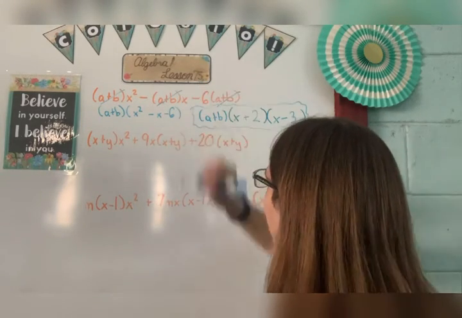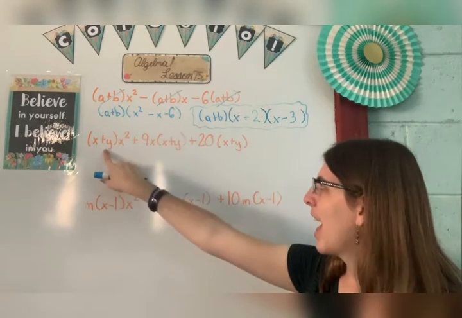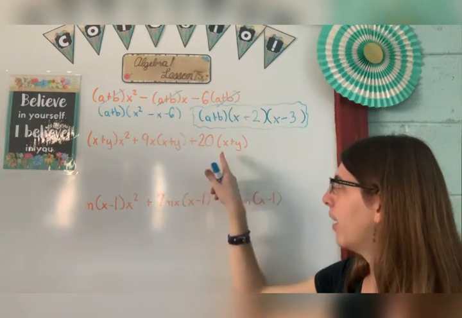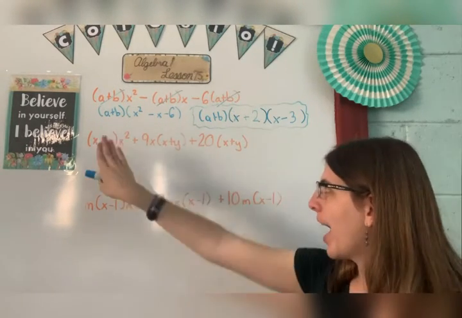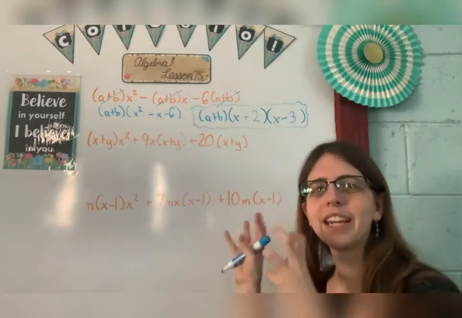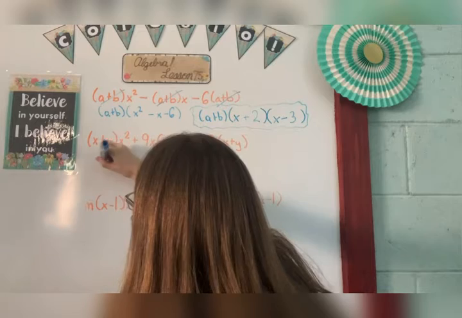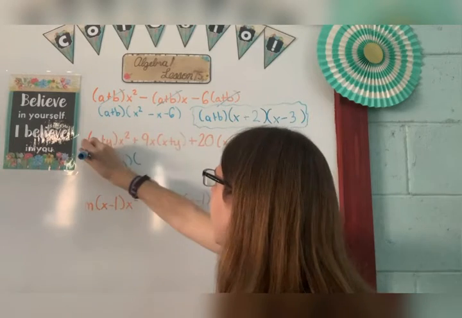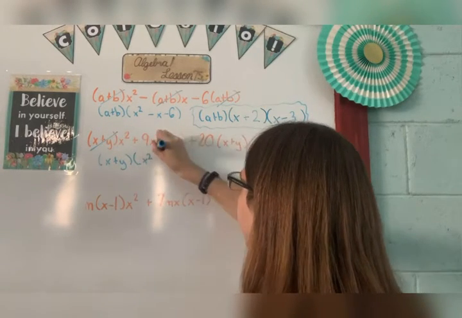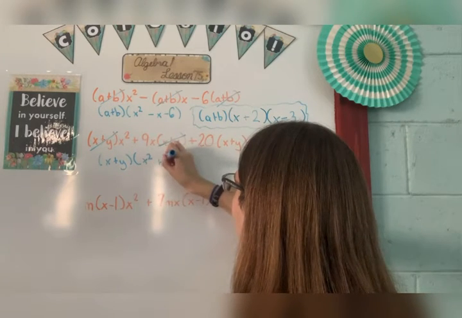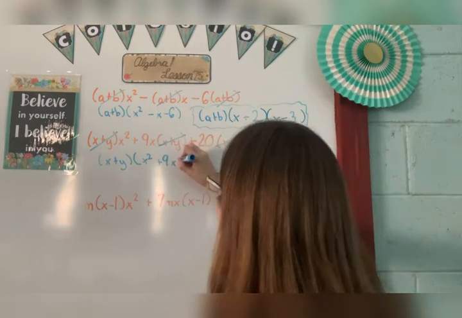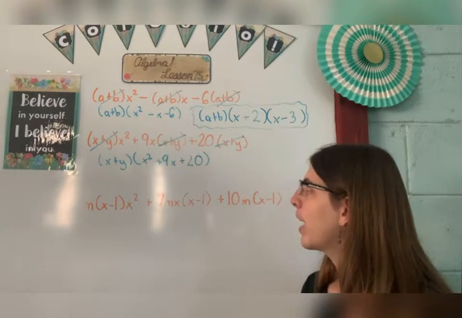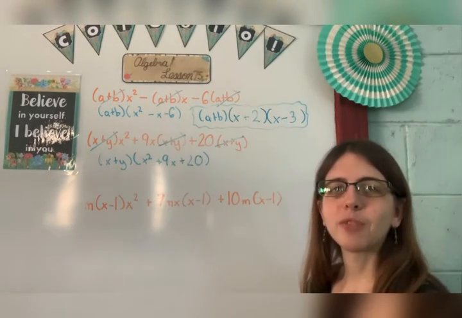Put that in a little box. Okay, let's try the next one: (x + y) times x squared plus 9x times (x + y) plus 20 times (x + y). Whew. So I have x + y as a factor in each one of my terms, so I can get rid of that. I can divide each term by x + y to pull it out of there. So I'm left with x squared here, positive 9x here, positive 20 here. So that's my trinomial, x squared plus 9x plus 20. Now I can factor my trinomial.